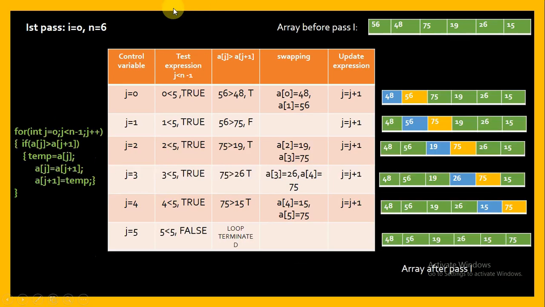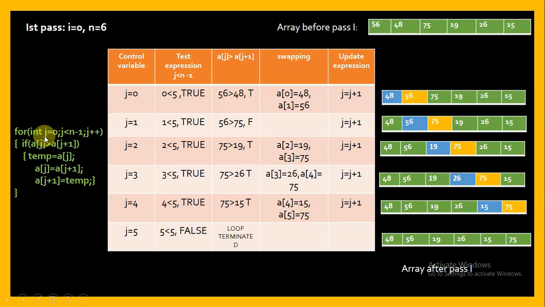So this is the memory diagram. We can understand the passes. Again, I am saying passes are very important. So in the first pass, you see i is 0 and n is 6. This is my array before the first pass. And let us see what will happen in this loop.